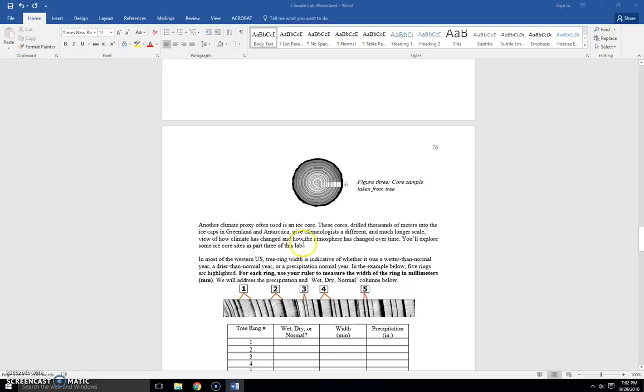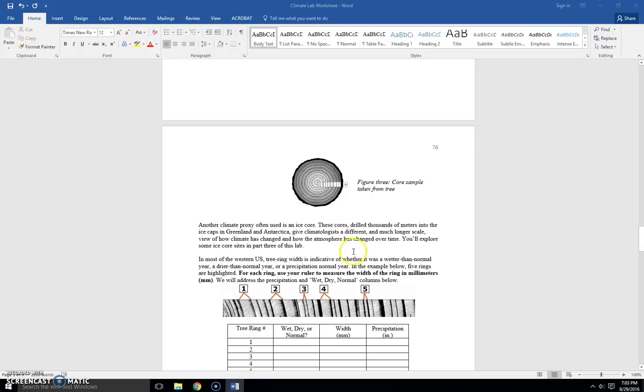Another climate proxy often used is an ice core. These cores drilled thousands of meters into ice caps in Greenland and Antarctica give climatologists a different and much longer scale view of how climate has changed and how the atmosphere has changed over time. You'll explore some ice core sites in part 3 of this lab.